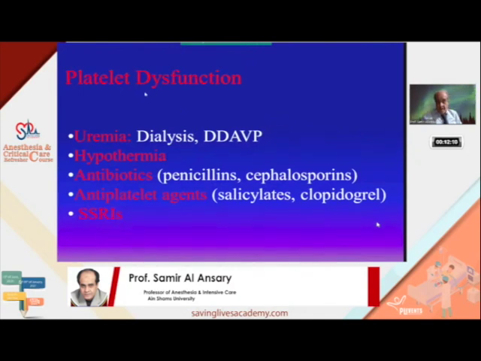Also, there are some causes of platelet dysfunction where the number may be normal, like in cases of uremia, and the patient will improve after dialysis or with desmopressin, which is a synthetic vasopressin given through either inhalation or IV. Hypothermia is a common cause of platelet dysfunction, especially following cardiac and thoracic surgery. Antibiotics like penicillin and cephalosporins, and antiplatelet agents like salicylate and clopidogrel, must be stopped 5 to 7 days before any operation.